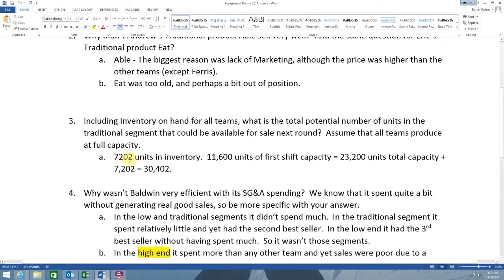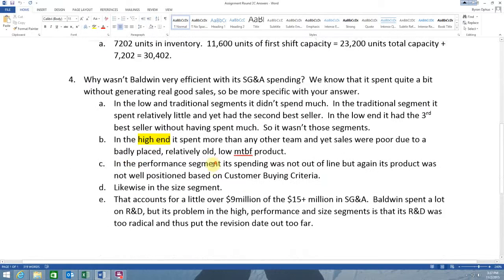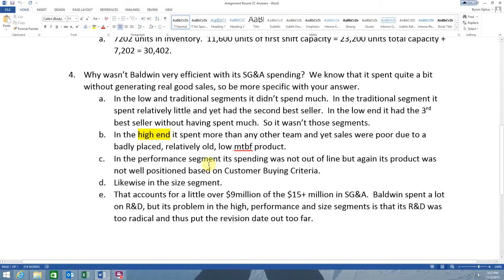And I did it 7202, 11.6 first shift capacity, so total capacity. There you go. Okay, 4 got kind of long, so I'll probably give it a little more weight when I grade this. But why wasn't Baldwin very efficient with its SG&A spending? We know it spent quite a bit without generating real good sales, so be more specific with your answer.